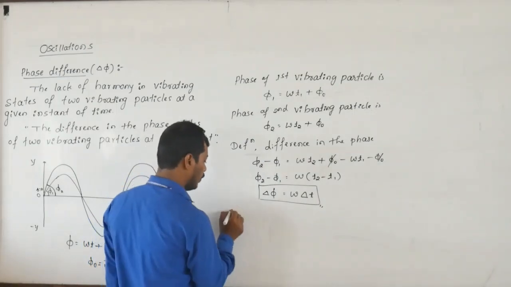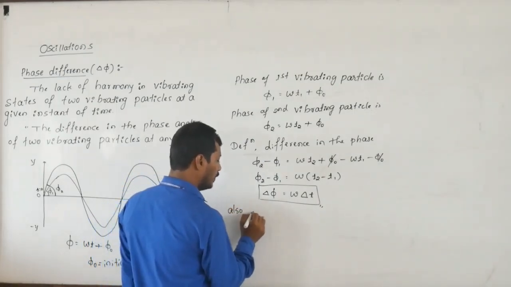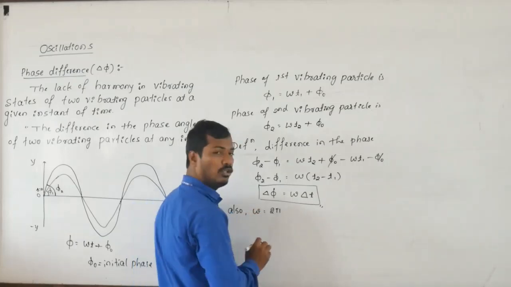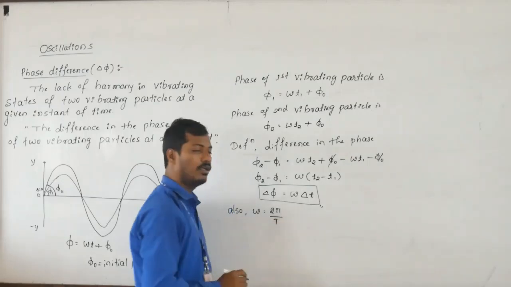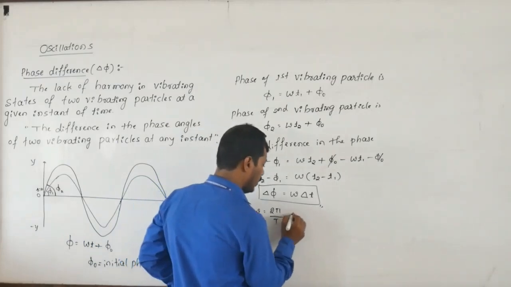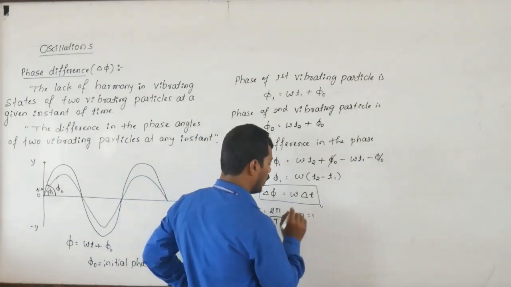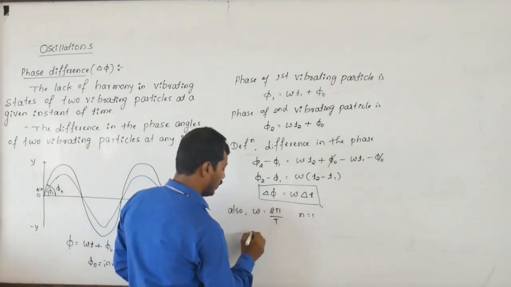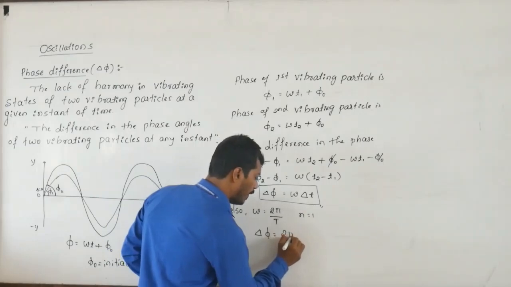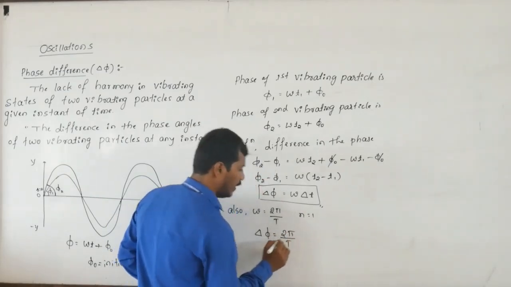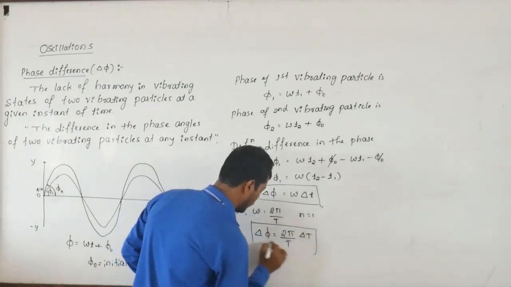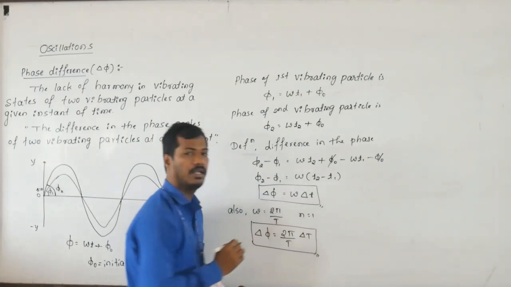Also we have the angular frequency. Angular frequency omega is equal to 2 pi divided by T for one revolution, where n is equal to 1. Then substitute here: delta phi is equal to 2 pi divided by T into delta t. It is the phase difference between the two vibrating particles.